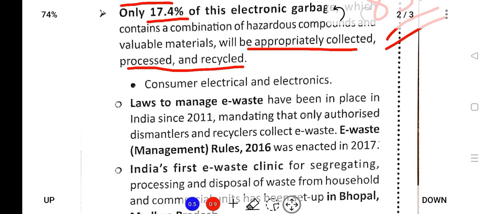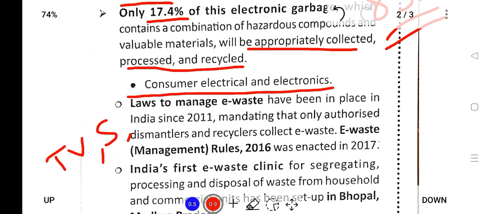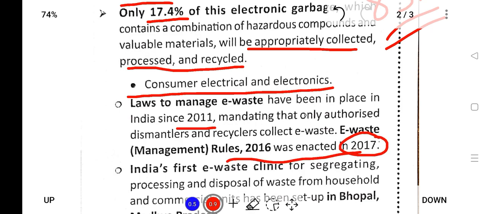So the next is consumable electronics and electrical. The first one is IT, information technology equipments, and the second is consumable electrical and electronics like television, switchboards, washing machines, and all other electrical appliances. And as I've told you, India has a law in 2011, that is e-waste rules. However, this was amended in 2016 and was enacted in 2017 to provide more stricter rules.